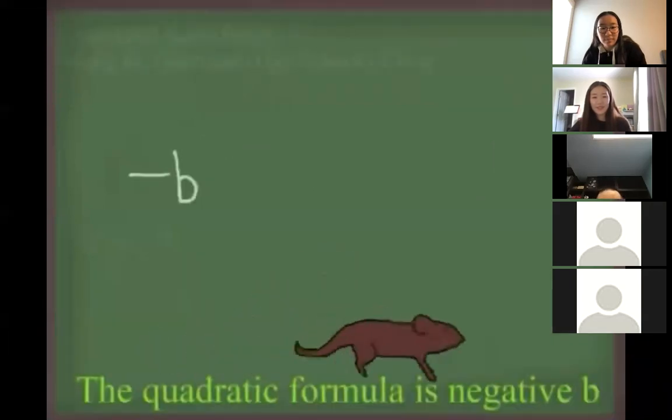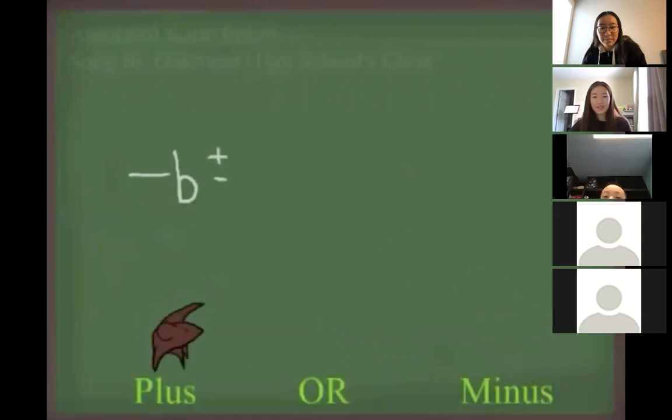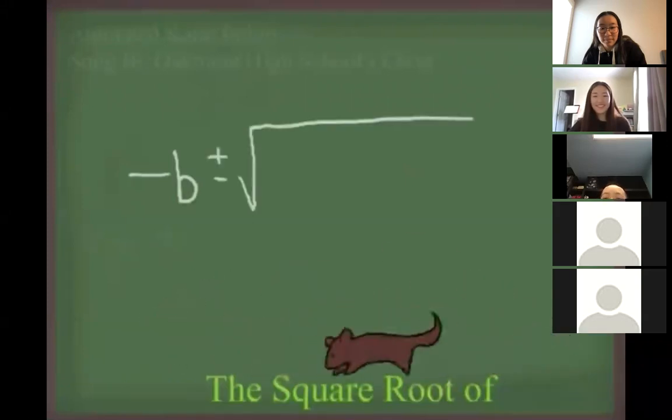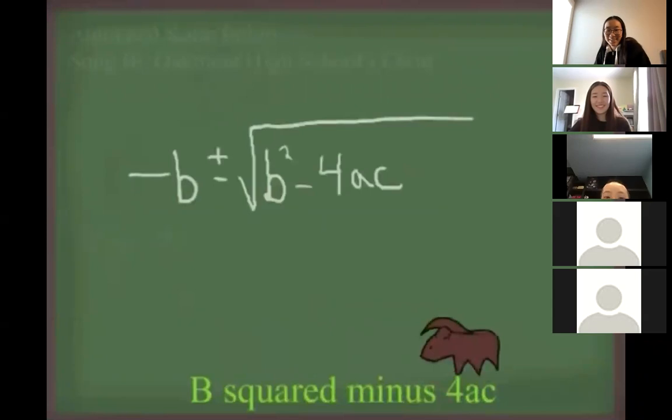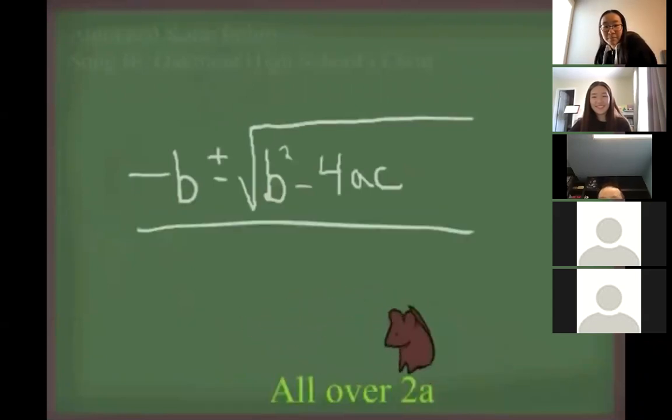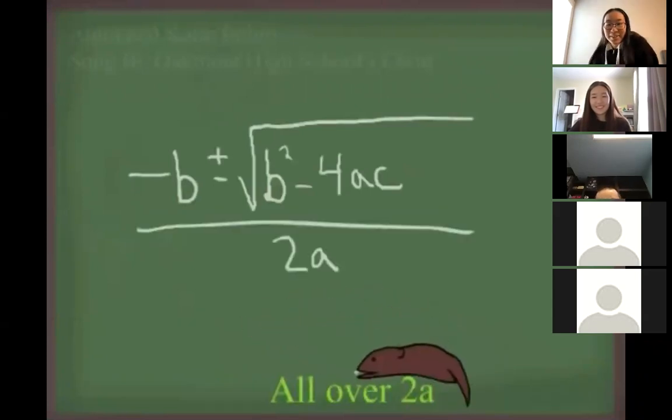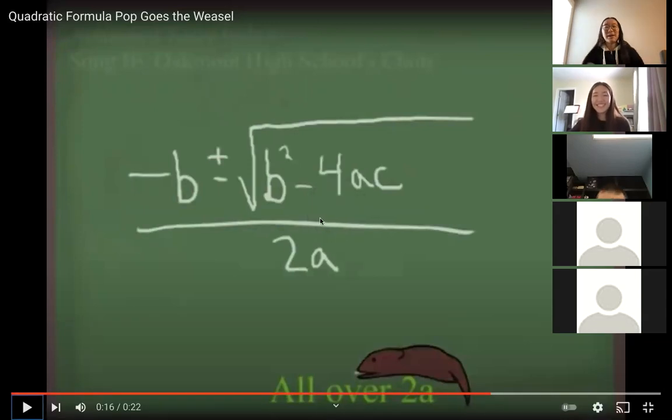The quadratic formula is negative b plus or minus the square root of b squared minus 4ac all over a. So it's just like Pop Goes the Weasel.